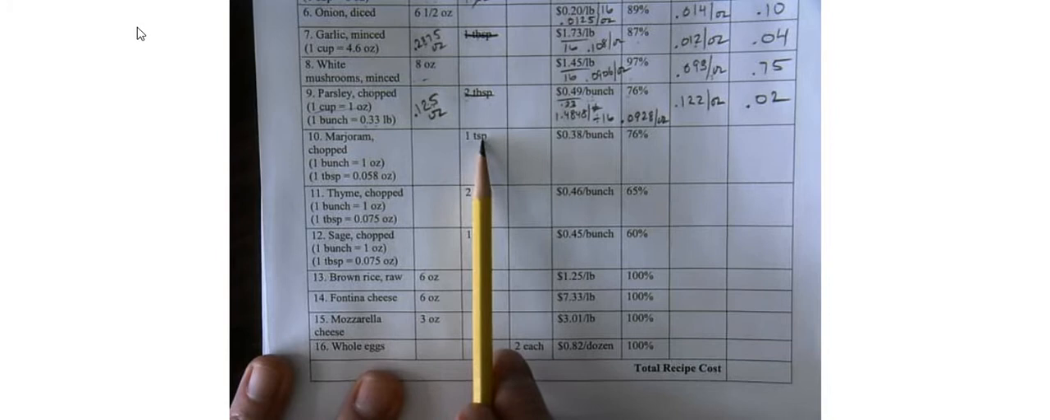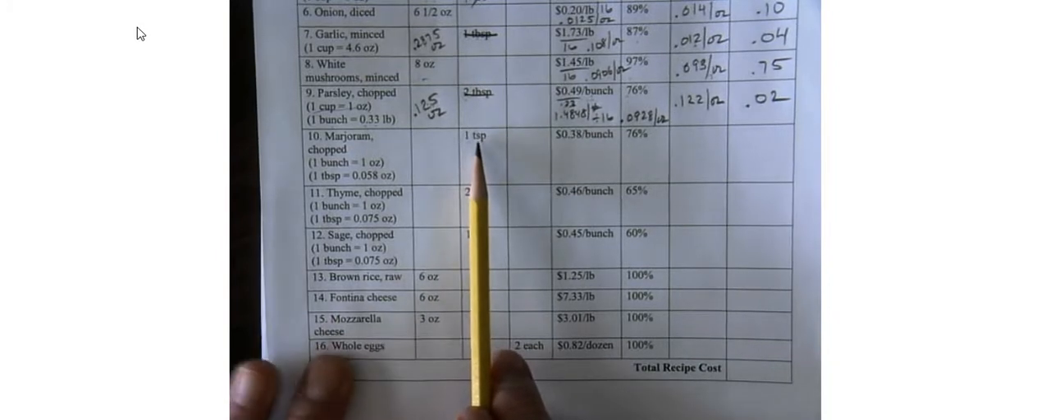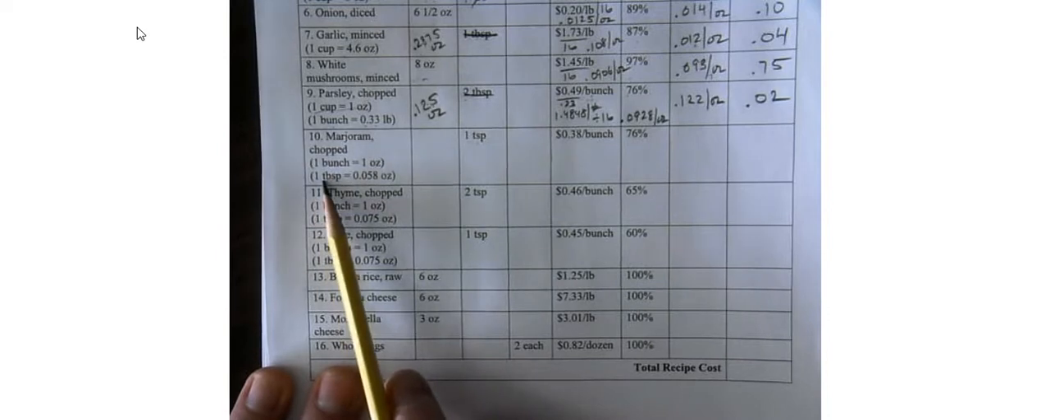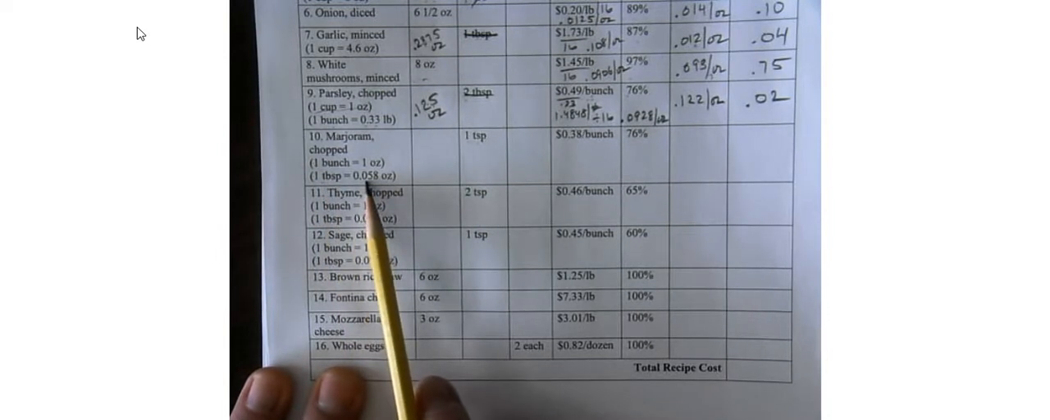All right, the marjoram. Marjoram, thyme, sage are all going to be similar to the parsley, but not quite as complex. All right, so it's 1 teaspoon of marjoram, and 1 tablespoon weighs 0.058 ounces.